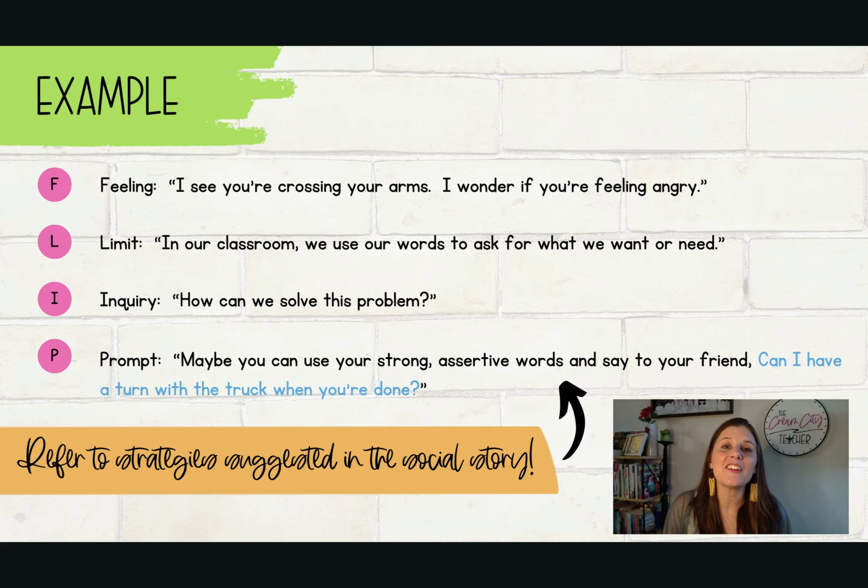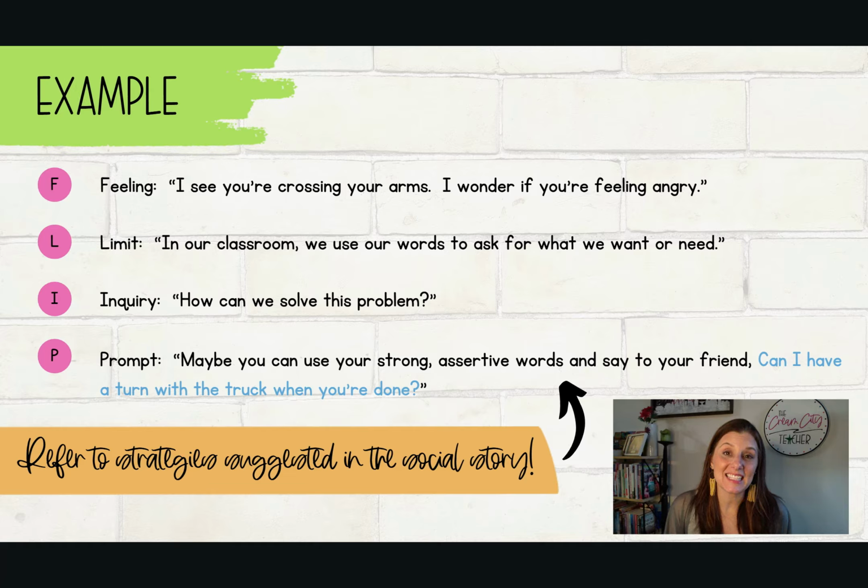So again, here is an example of what the flip it method could sound like. When you're naming the feeling, it might sound like, I see you're crossing your arms. I wonder if you're feeling angry. When you go to set the limit, it could sound like, in our classroom, we use our words to ask for what we want or need. The next step is to set the limits. You can say, how can we solve this problem? And finally, as needed, provide some prompts or suggestions.